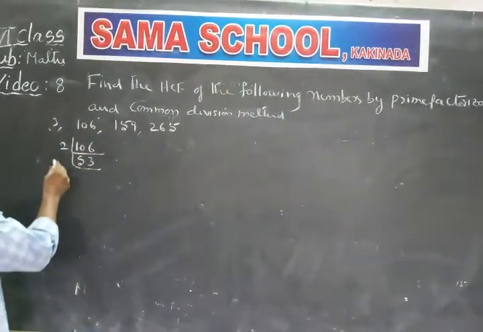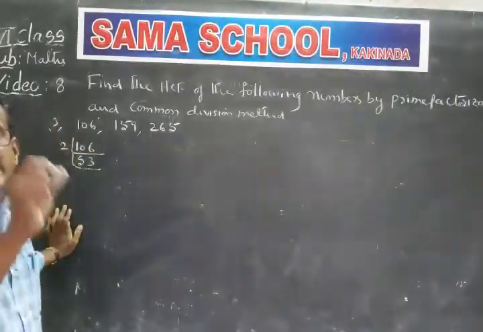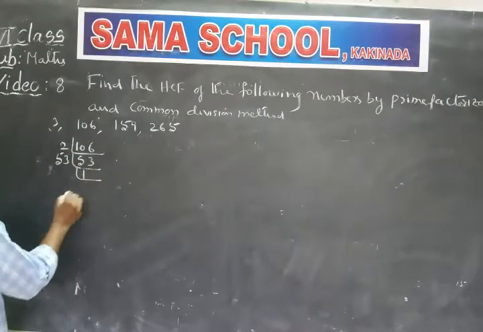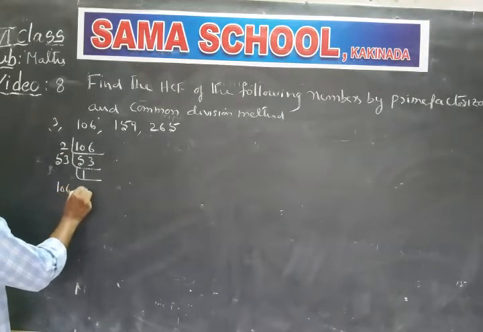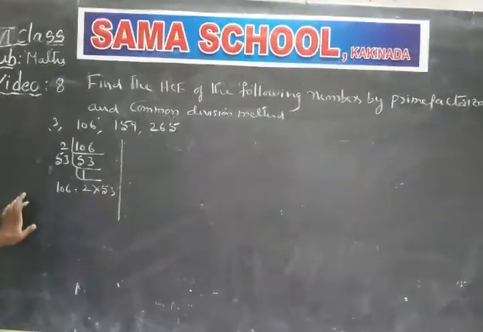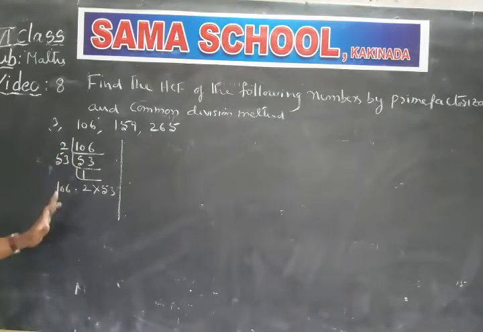A prime number means the factors are only 1 and the number itself. So 53 ones are 53. So 106 is equal to 2 into 53. That is the prime factorization of 106, using 2, the smallest prime number.